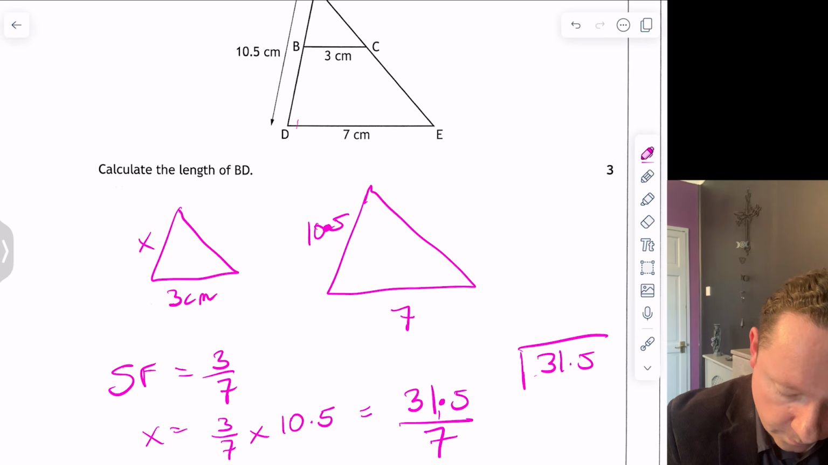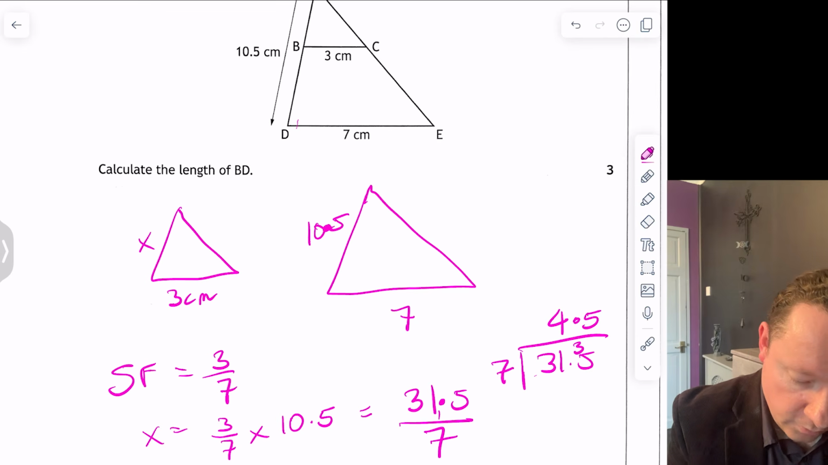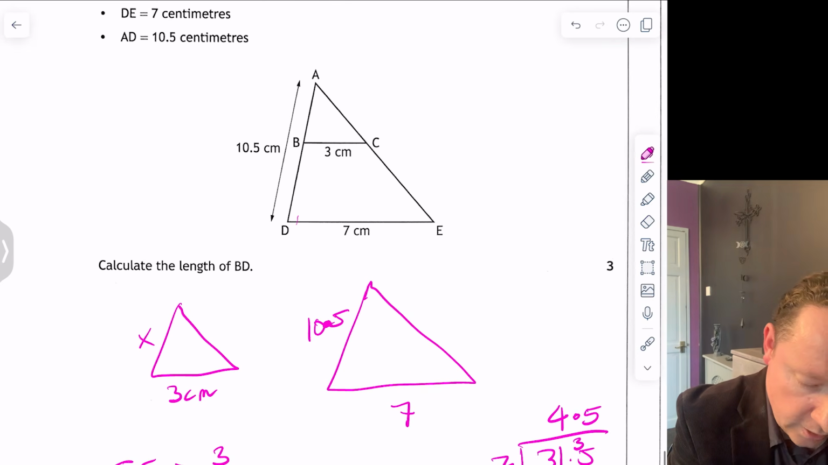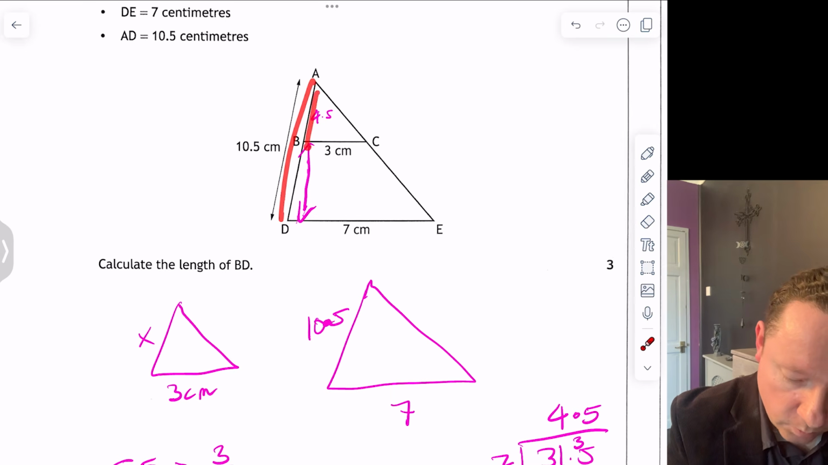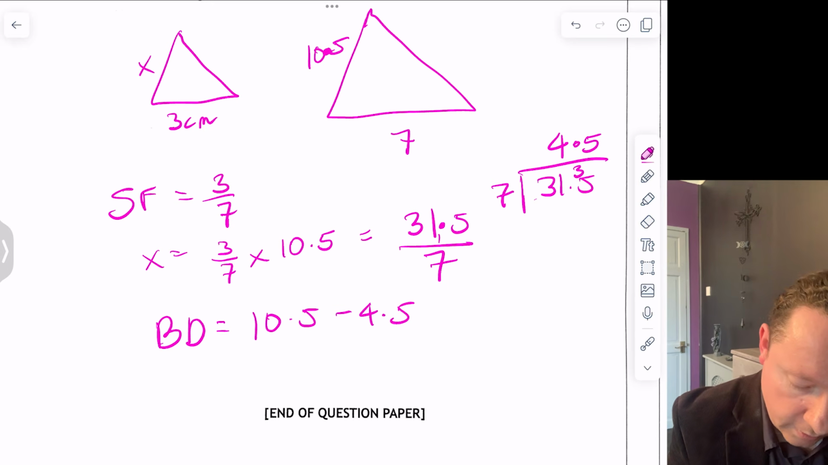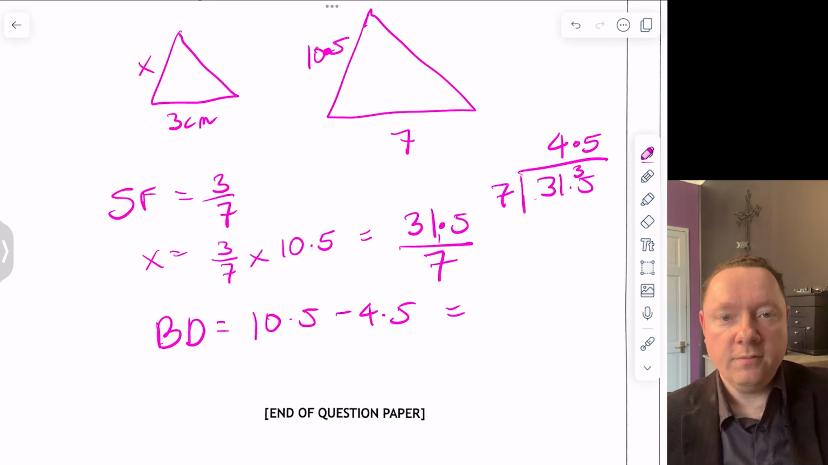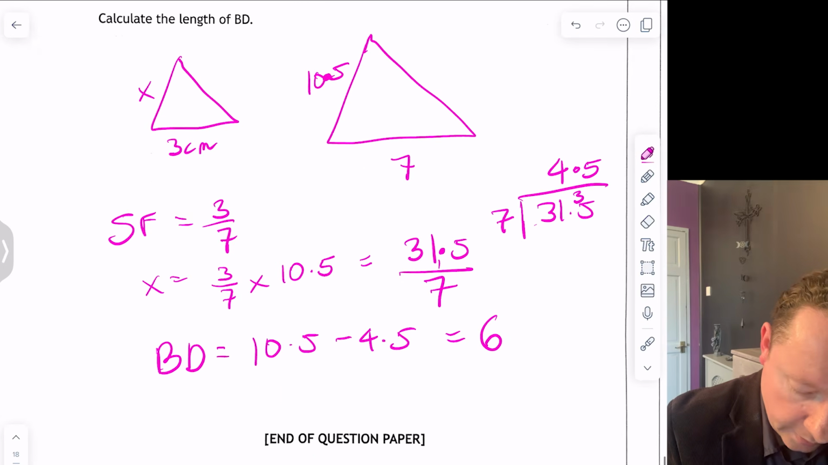31.5 divided by 7. Well, 7 4s is 28, 29, 30, 31. 7 5s is 35. So that gives me 4.5. So I now know that this bit here is 4.5. And it asks me to calculate BD, which is this bit here. So that means I need to do 10.5 minus 4.5. So BD is 10.5 minus 4.5, which is 6. And the units are centimetres.